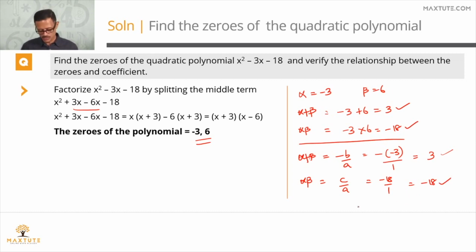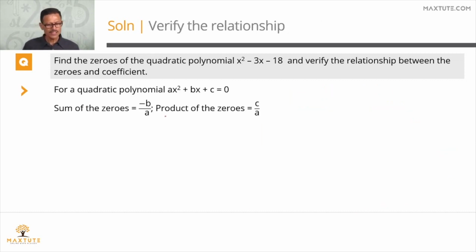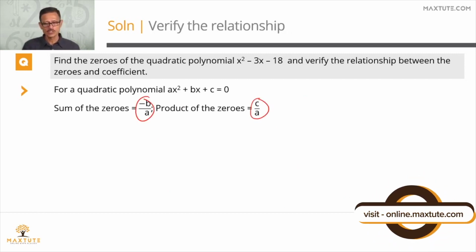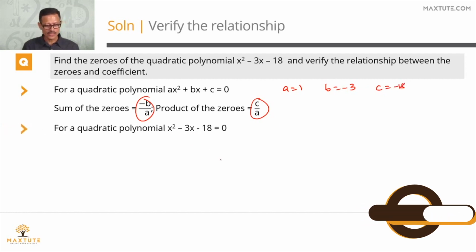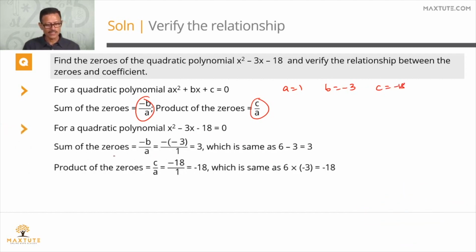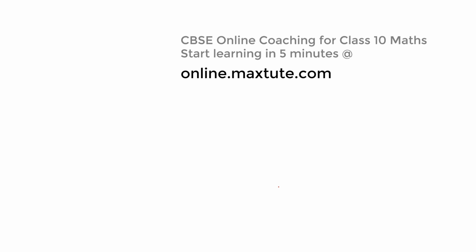Summarize this bit also in a printed form and recap it. Sum of the zeros is minus b by a. Product of the zeros is equal to c by a. We know the polynomial is x square minus 3x minus 18. So a equals 1, b equals minus 3 and c equals minus 18. We're going to substitute it here. So for this quadratic polynomial, sum of the zeros works out to 3, which is what we got by actually adding the zeros, 6 and minus 3. Product of the zeros works out to minus 18, which is what we got as a value by actually multiplying the zeros.